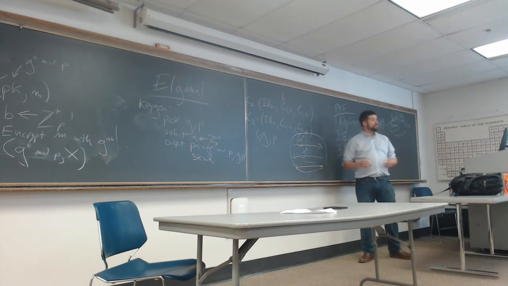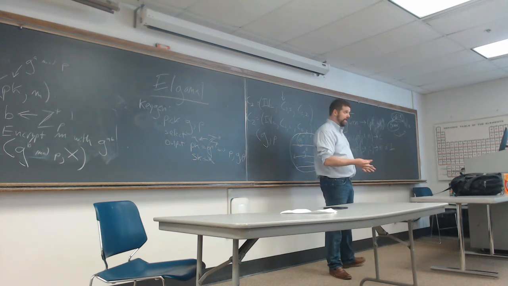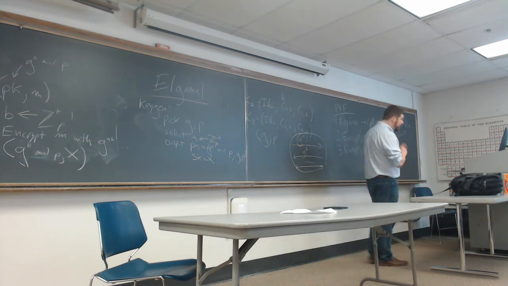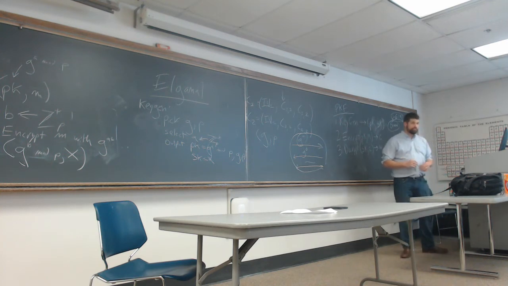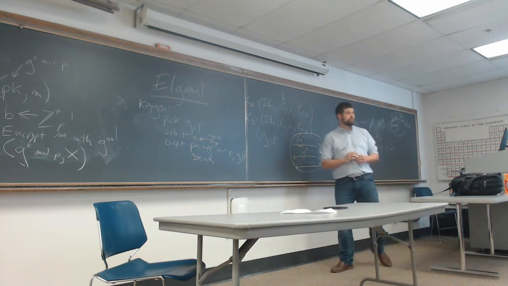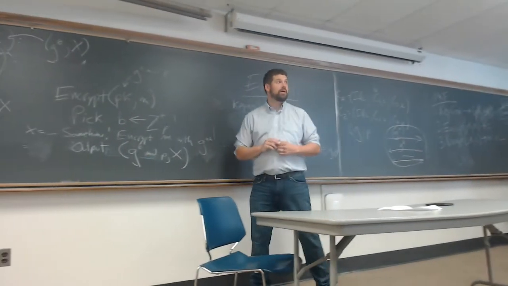So we could use some kind of function like a hash function to take G to the AB and hash it down into an AES key. And now we use AES to encrypt. That is legitimately fine. This is not what Al-Gamal did, but it is something you could do. What else could we do? Run multiple rounds of AES.